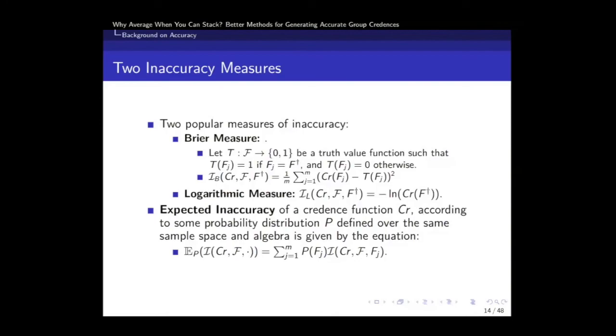And once we've defined things in this way, we can define the expected inaccuracy of a credence function according to some probability distribution defined over the same sample space and algebra. This is given by the equation, which is just the weighted sum of the inaccuracy of the credence function for the partition when each element of the partition is stipulated to be true, where the weights are given by the probability distribution over the partition. And note that the probability distribution that we're using to calculate the expected inaccuracy of a credence function can be different from the credence function whose inaccuracy we're measuring or taking expectations of. That'll be important in my subsequent argument as well.